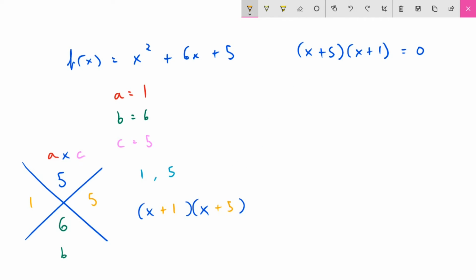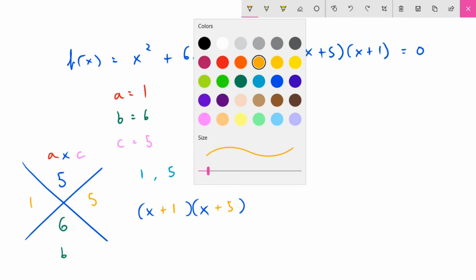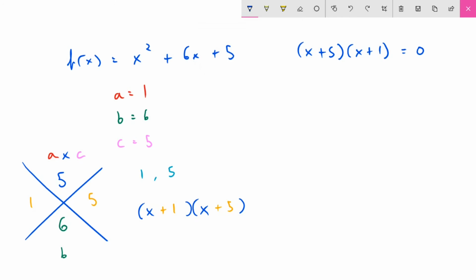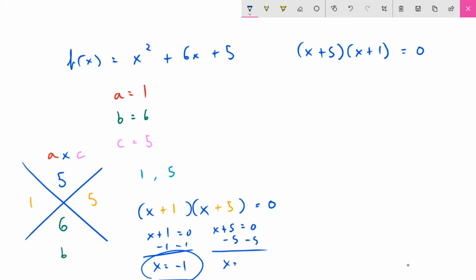Okay, so now we want to solve for x. This is the end goal here. So we're going to put this equal to 0, and then we're going to take each separate parentheses and set it equal to 0. So first, x plus 1, set that equal to 0. Subtract 1 from both sides, and x equals negative 1. That's one of my answers. Next, x plus 5 equals 0, because that's my other parentheses. Subtract 5 from both sides, and x equals negative 5. That's my other answer. So circle both your answers.